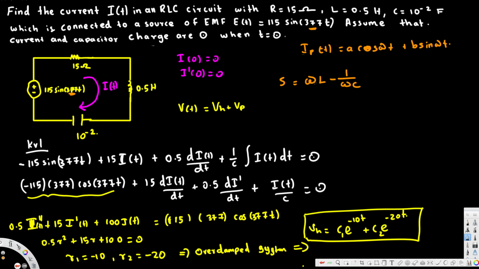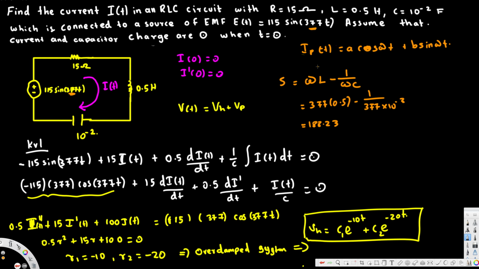So 377 multiplied by the inductance, that is given by 0.5, minus 1 over omega C, that's going to be 1 over 377. Given capacitance is 10 to the power minus 2, so we multiply this one by 10 to the power minus 2, and if you calculate this one, you're going to get 188.23. So this is going to be the reactance.